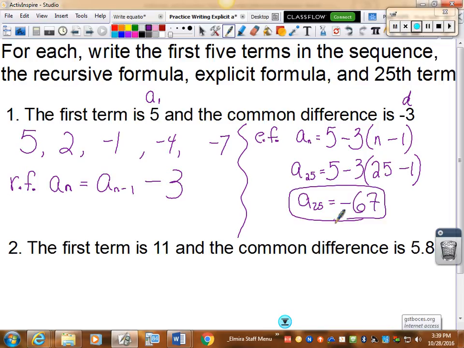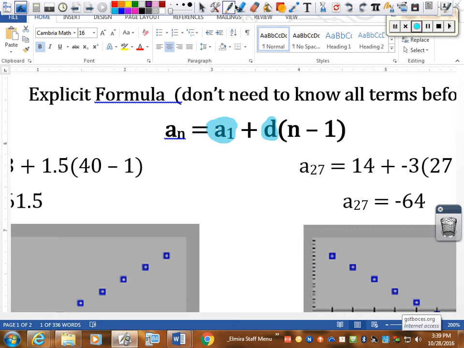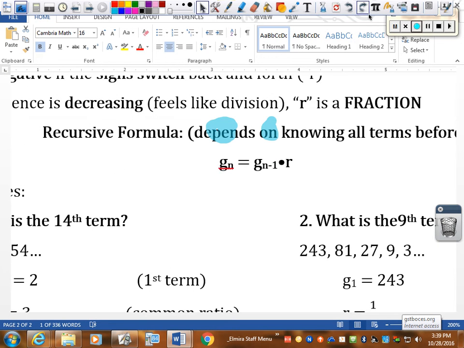Okay, so that's arithmetic. Let's talk about geometric. Geometric, okay, if you're feeling pretty confident with arithmetic, geometric, there's some changes, but it's not big changes. For example, if we look at our handout, all right, here's our recursive for geometric. We're switching to the letter G instead of the letter A. We have the letter R instead of the letter D, and it's multiply instead of add or subtract. Okay? Otherwise, not a big change for the recursive.